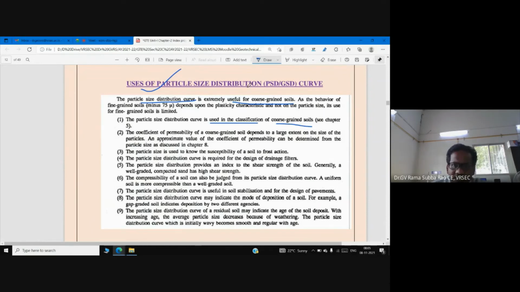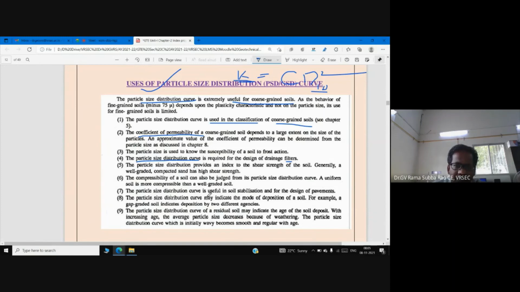Now many times we use the Hazen formula. The Hazen formula is K equals C into D10 square. Just now I told you D10 is the effective particle size, and K is the permeability of soil. Our next chapter is on the coefficient of permeability of soil. So we can determine the coefficient of permeability of coarse grained soil by knowing the particle size D10. There are so many benefits. If someone is designing a filter, because many times we use sand and gravel as filters, then the knowledge of the particle size distribution curve is widely useful.